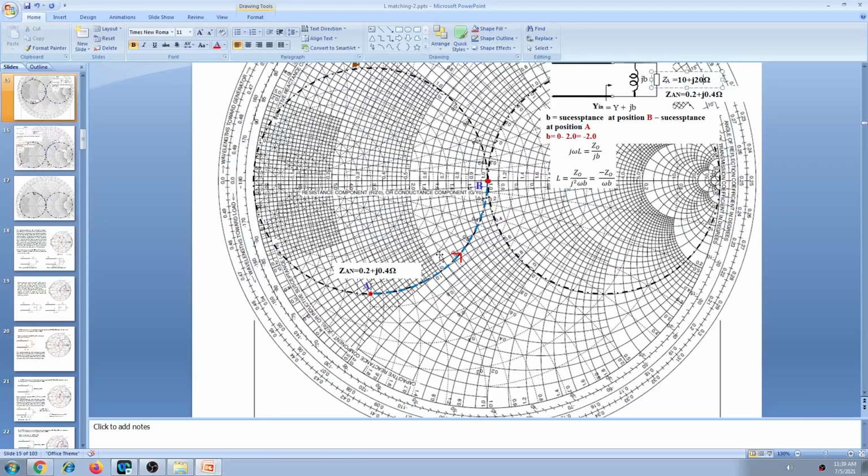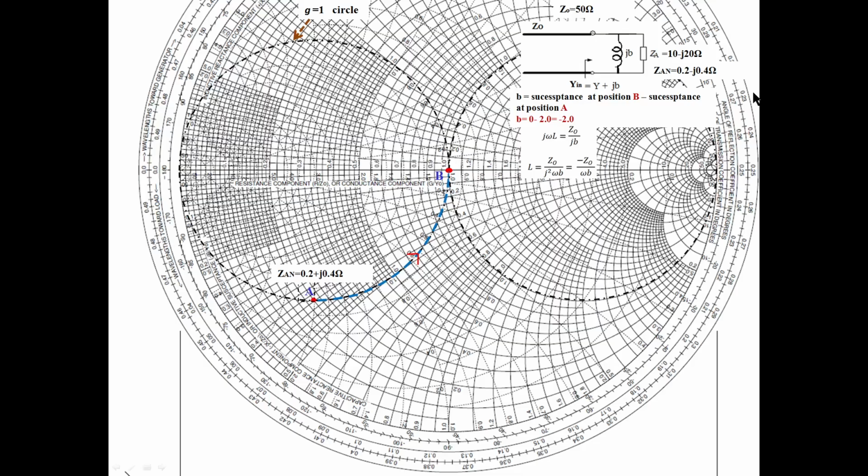Again, I made a mistake. This is minus. So the load is given. What is this load here? The normalized load Z equal to 0.2 minus J 0.4 is given. Mark this load on the Smith chart. Say I marked this on the Smith chart here. This is the point.